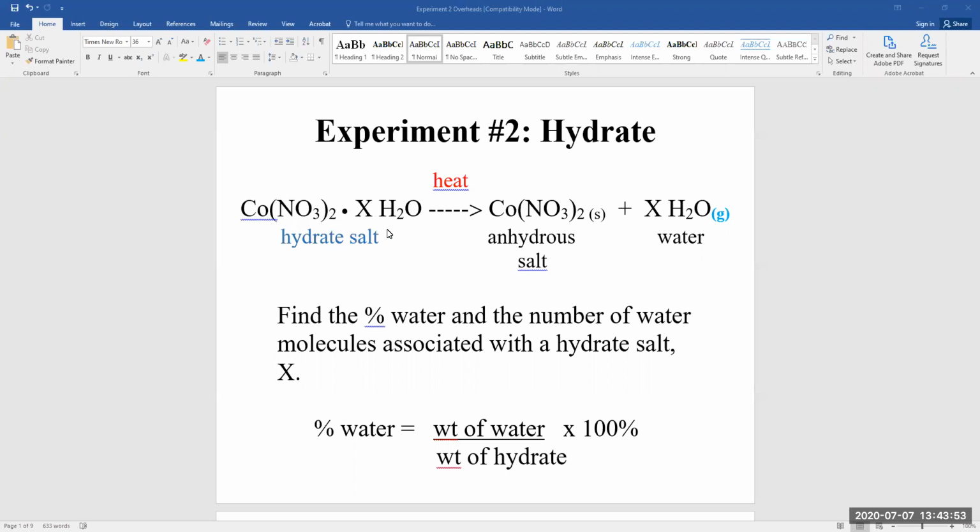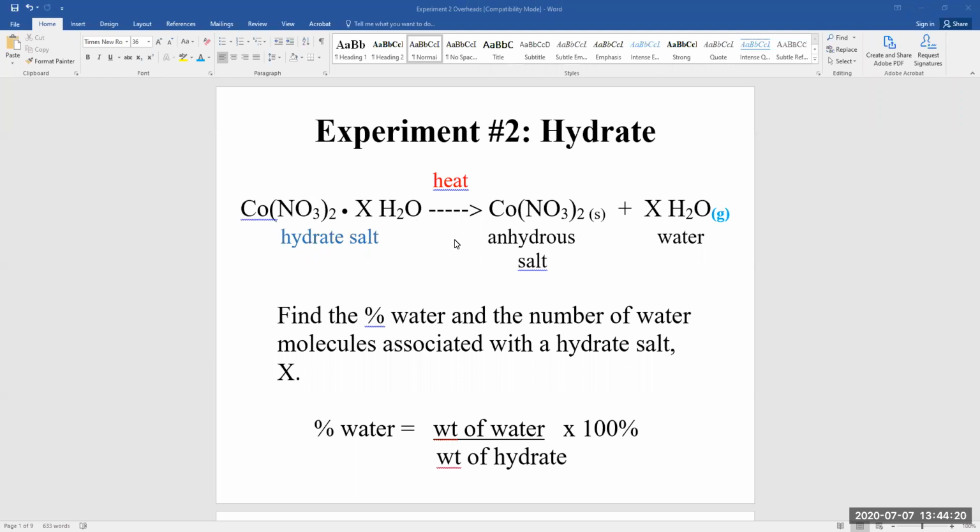But when you look at this in terms of particles, in terms of molecules, if you have 1 hydrate salt molecule, meaning the cobalt-2 nitrate hydrate, that X value has to be a whole number, right? Because you can't have part of a water molecule. Either you have a whole water molecule, or you do not.